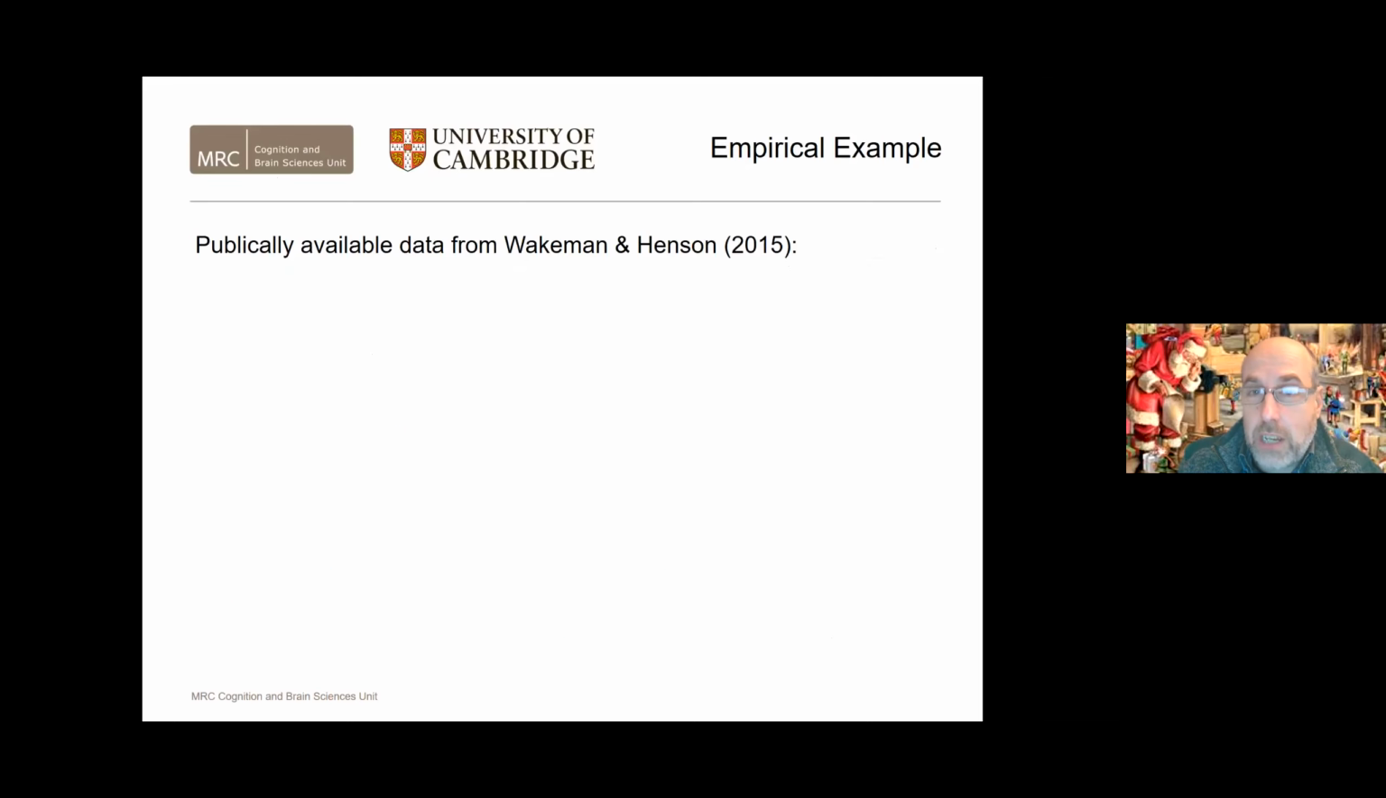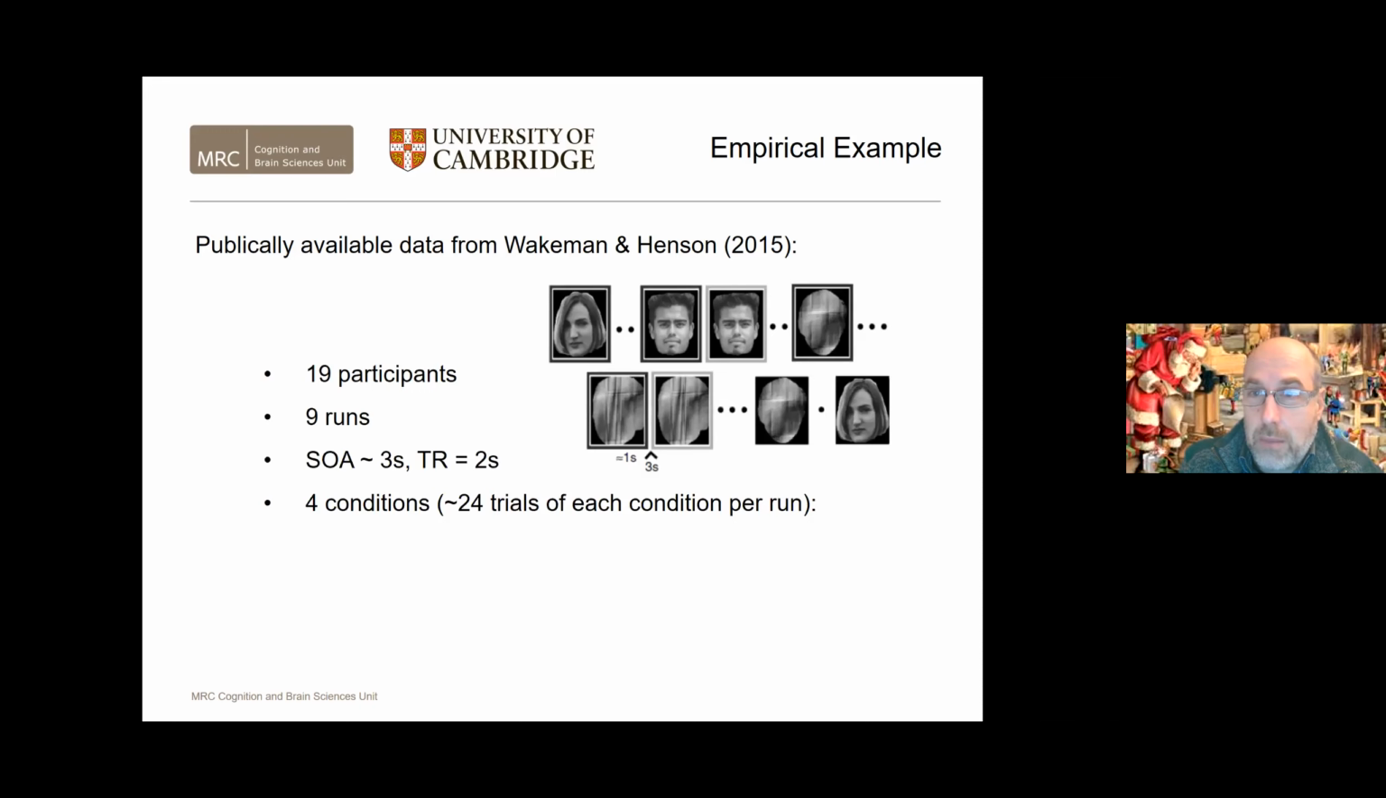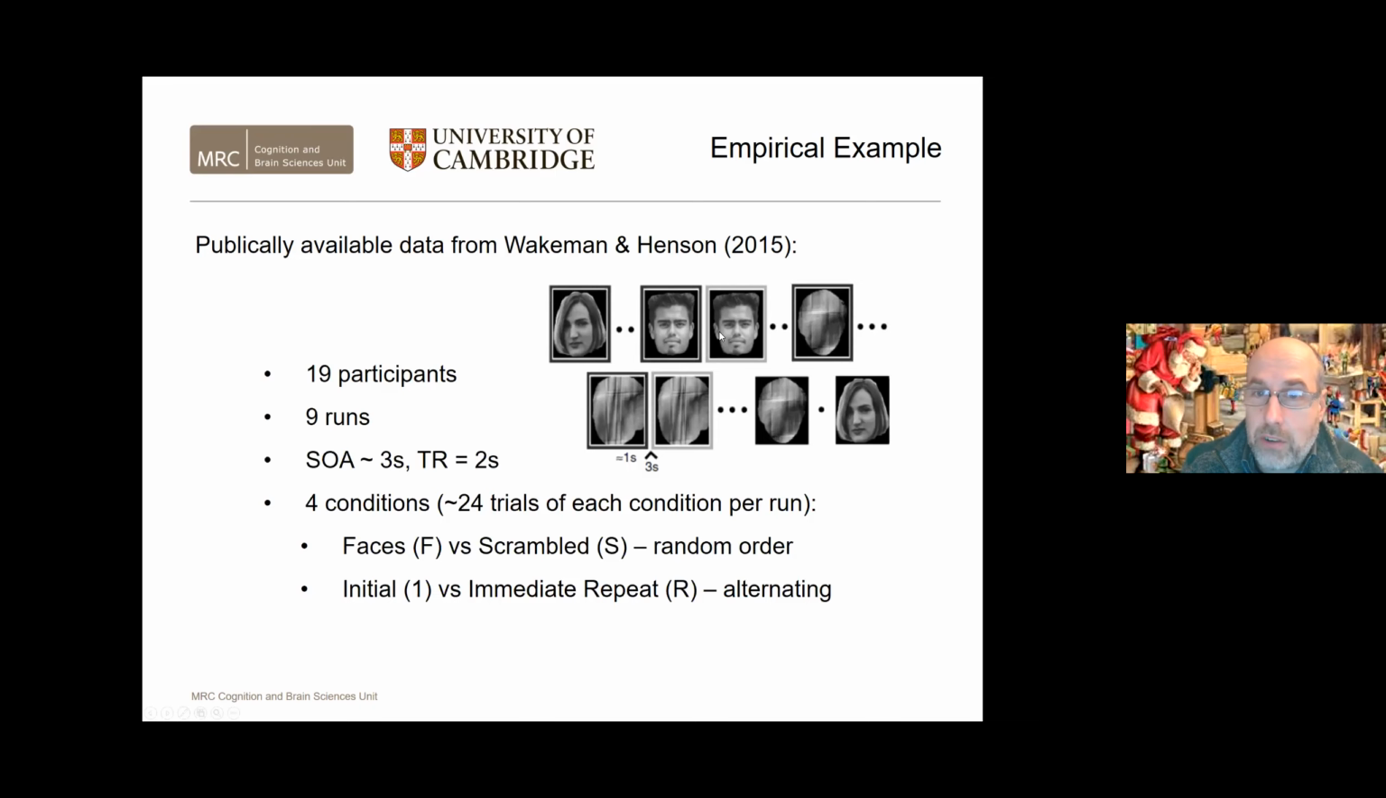But the simulations that I'm going to show you are based on a real paradigm from Wakeman, in which there are 19 participants and 9 runs with an SOA of 3 seconds, a TR of 2 seconds. There are actually 9 different conditions, but I'm going to focus on 2 contrasts. Firstly, we can compare faces versus scrambled faces. And for these, the ordering of faces and scrambled faces was effectively random. So that's a random contrast, but we also had immediate repetitions. So if you want to compare the first versus second presentation of the same stimulus, face or scrambled, then that's an alternating contrast in your design matrix. And if you want to get the data, they're here.